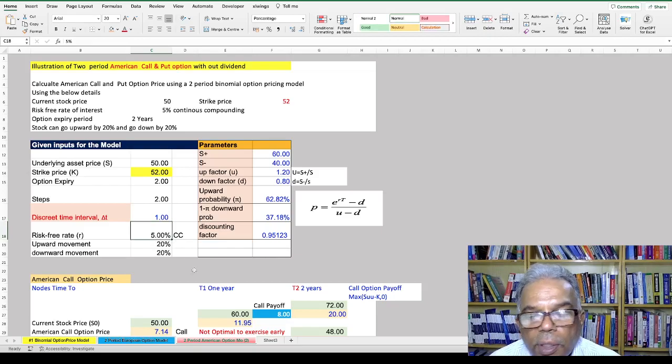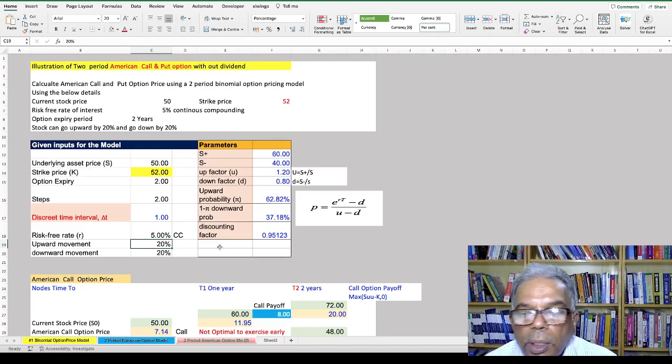The risk-free rate of interest, let's take 5%, continuous compounding. For the upward movement, the stock moves up by 20% or down by 20%. So these are all the inputs given for the model. Let's quickly calculate U and D, the up factor and the down factor. So 1 plus 20% is 1.2, and the down factor, 1 minus 20%, is 0.8.